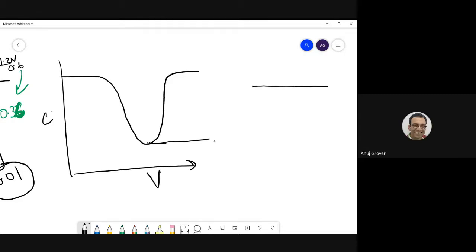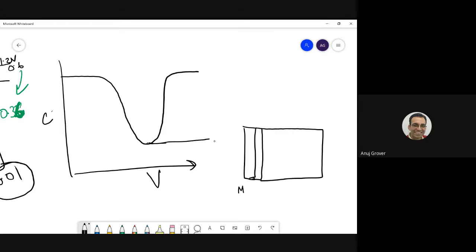Okay. So let us draw the MOSFET like this. This is my poly, this is my oxide, and this is my silicon. Is it okay? I can rotate it now.